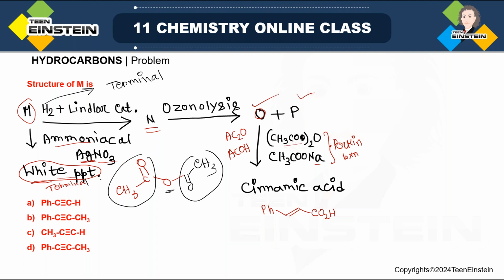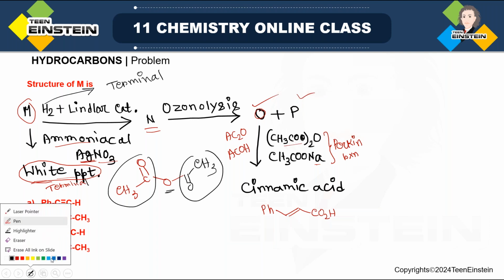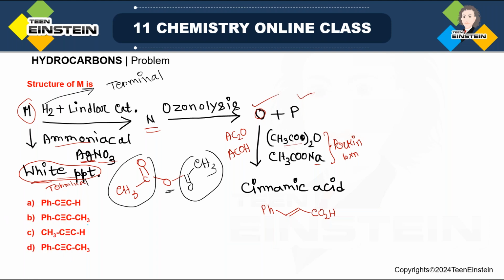Now if we are sure that it is a terminal alkyne, which of these options can be correct? These two are terminal. That means you can cancel these two, because options B and D are actually both the same. By mistake I have written them the same. There will be some difference. Maybe one of these Ph will be CH3. But these two are internal. It is not terminal. So that is the reason white precipitate generation is not possible.